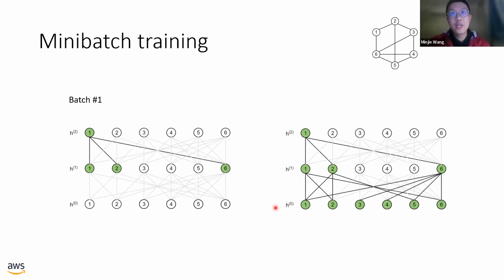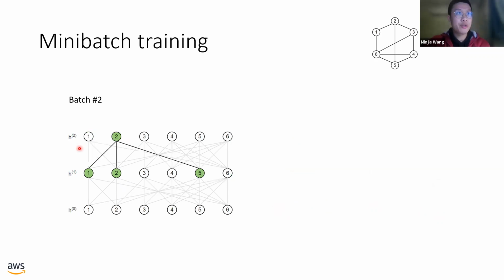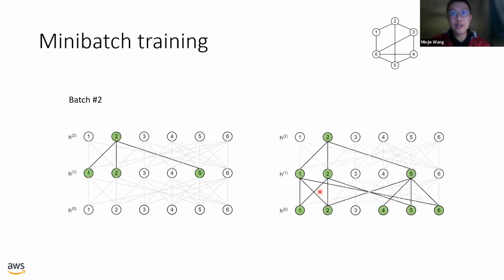This is the first batch, and then we move to the next batch. For example, the next batch is node 2, and again we find its dependencies, and then find dependencies again using a recursive process. Finally, we get a full computation graph, and then we evaluate from the bottom to the top. So this is mini batch training.